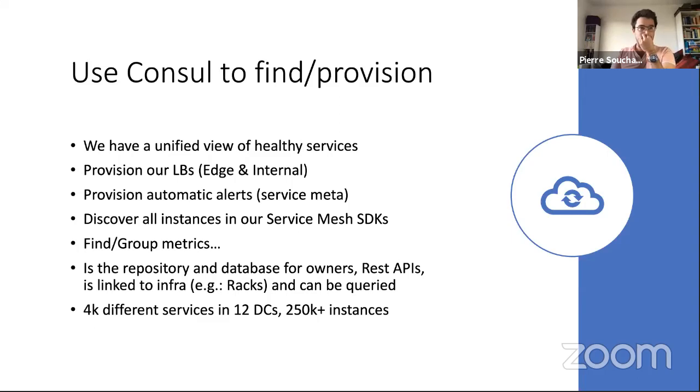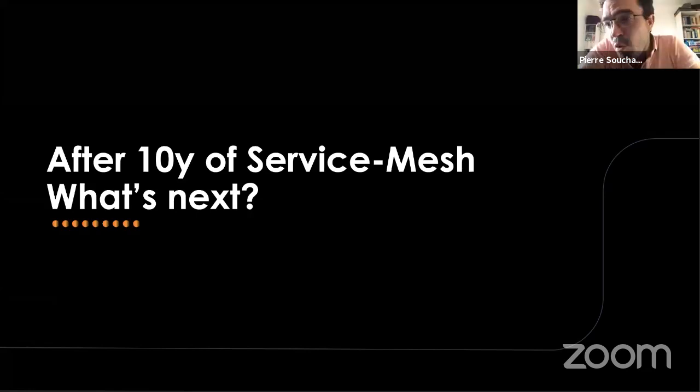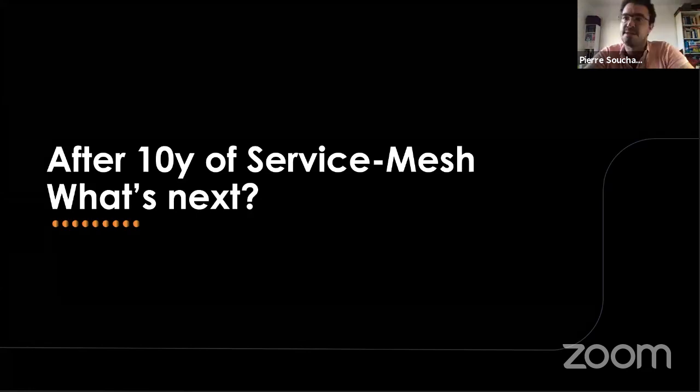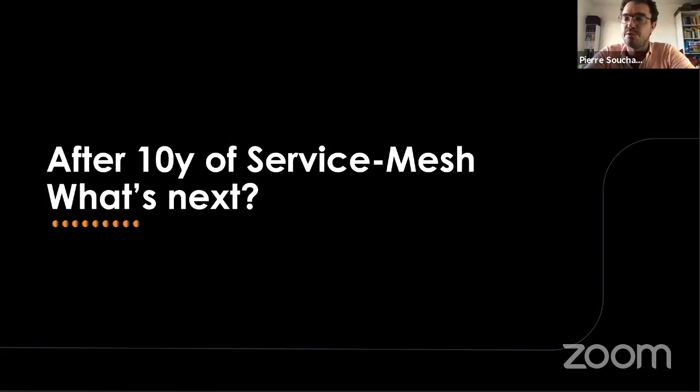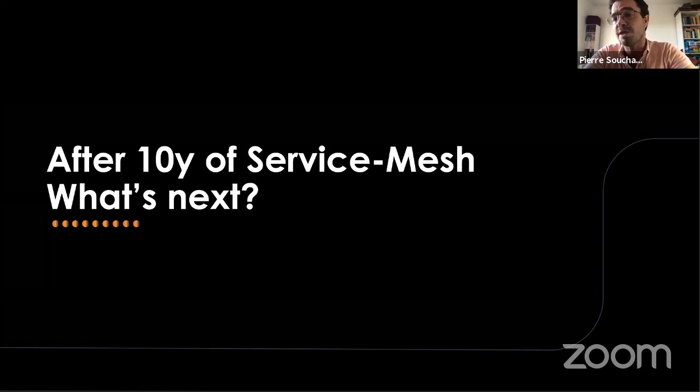So what's next? We are now quite happy with it. We started the move to Consul in 2015. Something like 2 years ago, we had load balancing provisioning. We had all this service mesh relying not on the old database, but on Consul itself. So what could we do better?